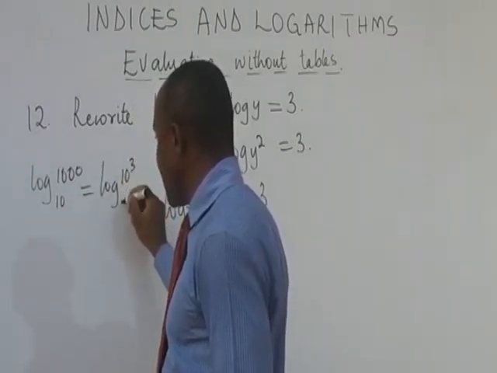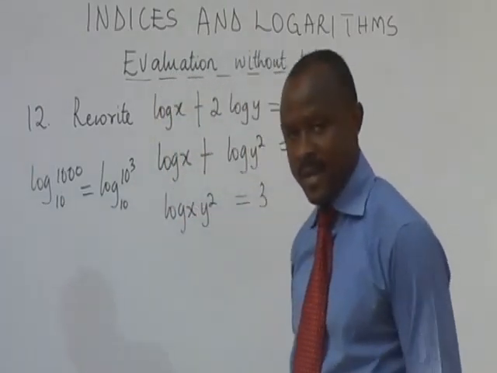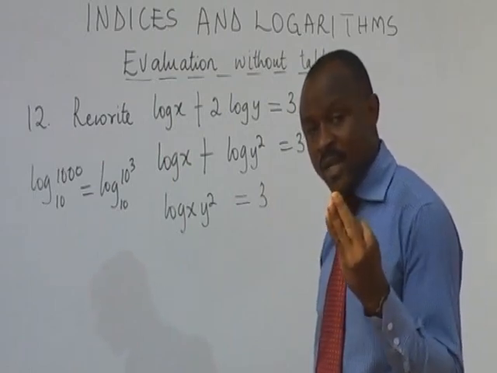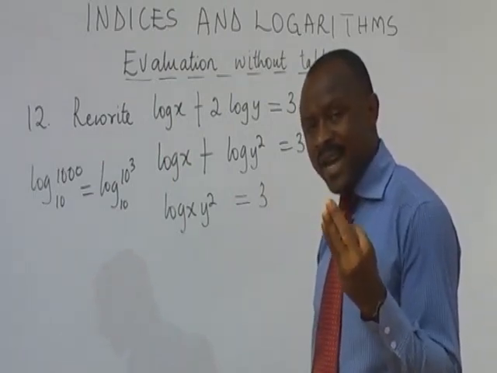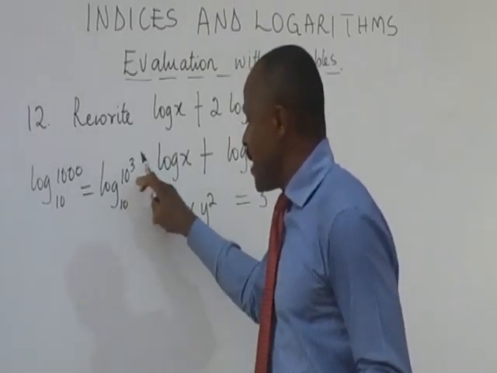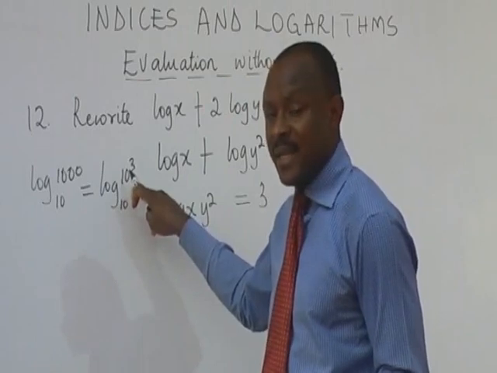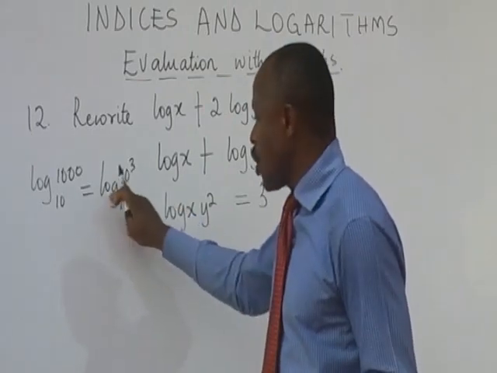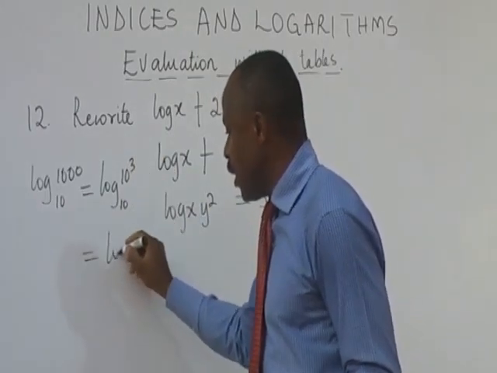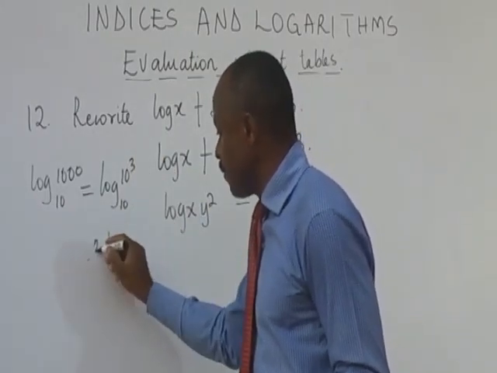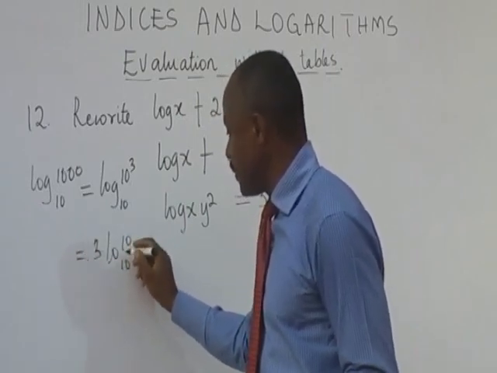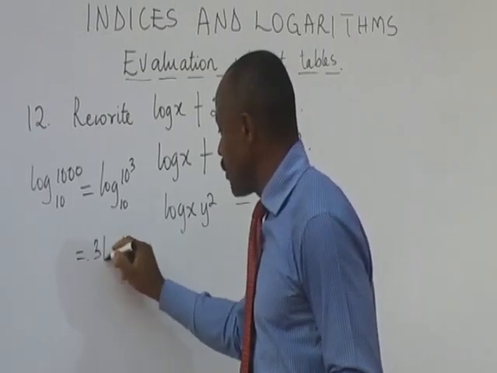You know that 1000 is 10 exponent 3. You know that 10 times 10 is 100, and 100 times 10 is 1000. That is why 10 exponent 3 means 1000. In this case, if you apply the third law of logarithms, you discover that log of 10 exponent 3 to base 10 is the same thing as 3 log 10 to base 10.